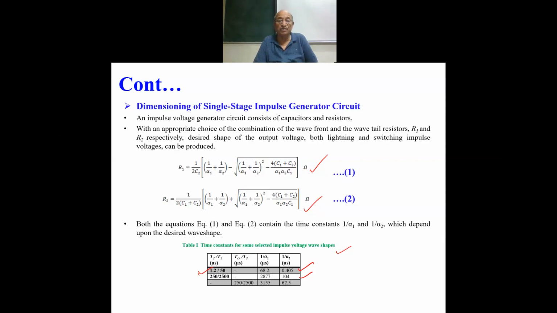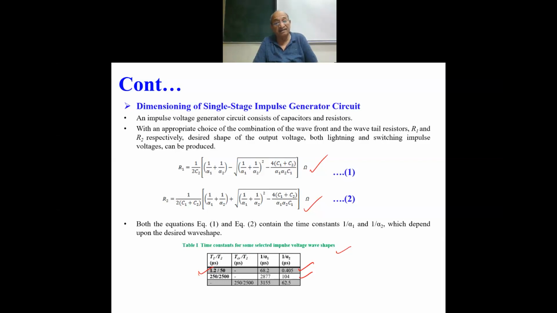What will you have to do? Suppose you have an impulse generator. When you work out R1 and R2, you change the resistors in the stage to the desired values as worked out by these equations 1 and 2.